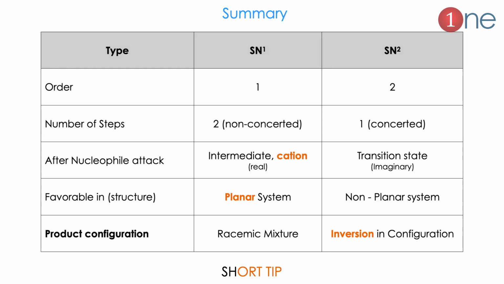So after nucleophilic attack, what happens? Here the intermediate is a cation, whereas in SN2 it is a transition state. Then the favorable structure for SN1 is planar. SN2 is a non-planar system, and backside attack is most probably possible. What about product configuration? For SN1 it is a racemic mixture. For SN2 it is inversion of configuration. You should know the important short tip: 1. Racemic, tertiary. 2. Inversion, primary.